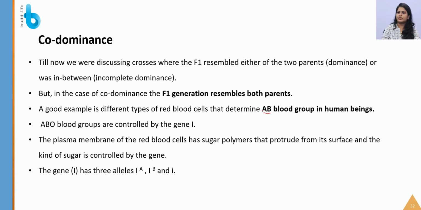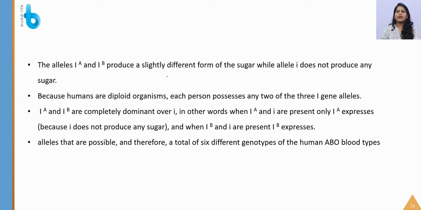Generally, the plasma membrane of the red blood cells has sugar polymers that protrude from its surface, and the kind of sugar is controlled by the gene I. This gene I has 3 alleles: IA, IB and IO, or even small i. IA and IB produce slightly different forms of sugars, while small i or IO does not produce any kind of sugar. Because human beings are diploid organisms, each person possesses any 2 of the 3 I gene alleles, that is either IA, IB or IO.